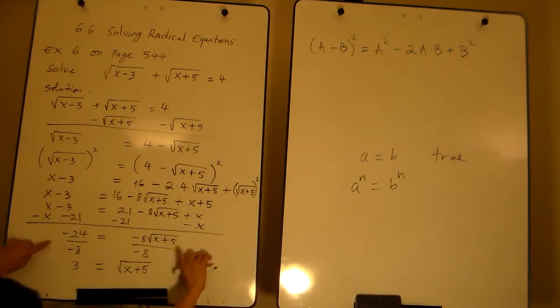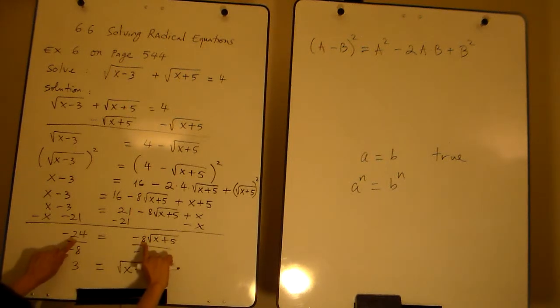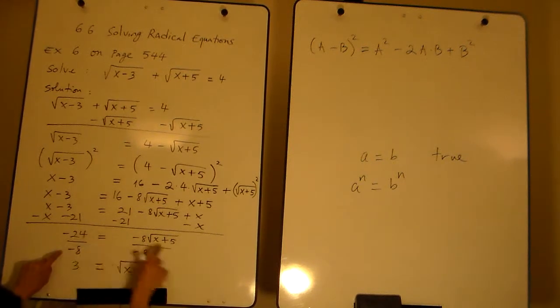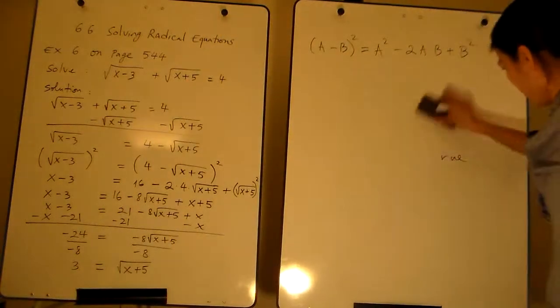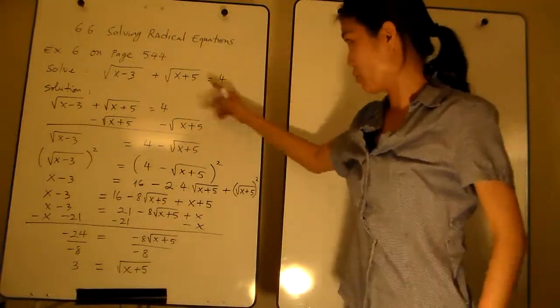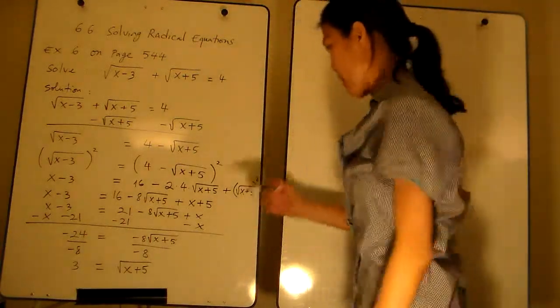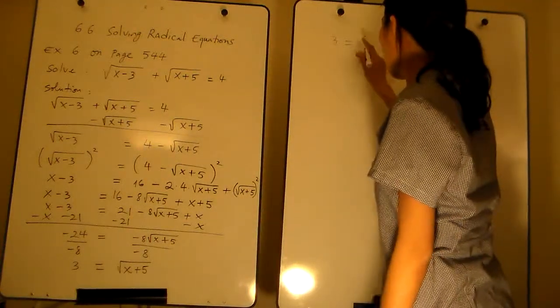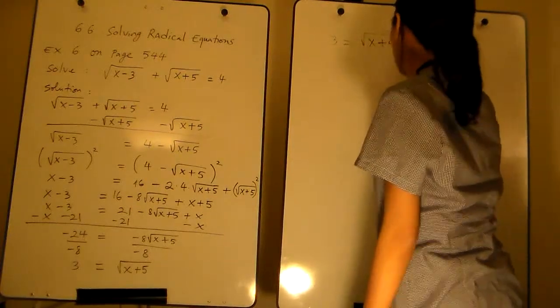Do you see that it looks so much better when you have this form? You no longer have a negative, and you no longer have this coefficient 8 right here, once you divide by negative 8 on both sides of the equation. We're almost there. We start with an equation with 2 radicals, and we're down to 1 now. Our goal is to remove this radical. So 3 equal to square root of x plus 5.